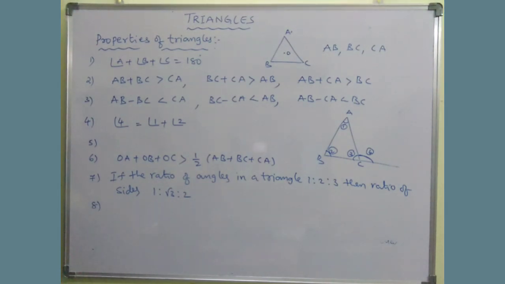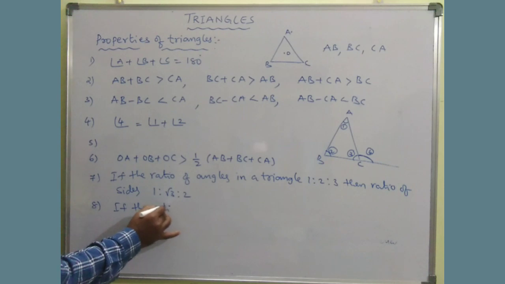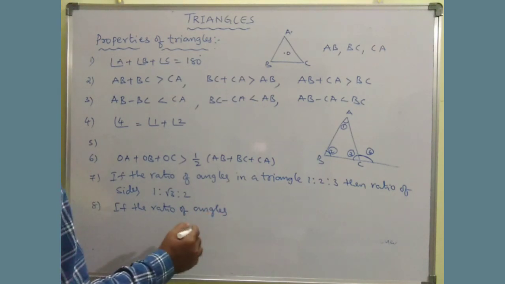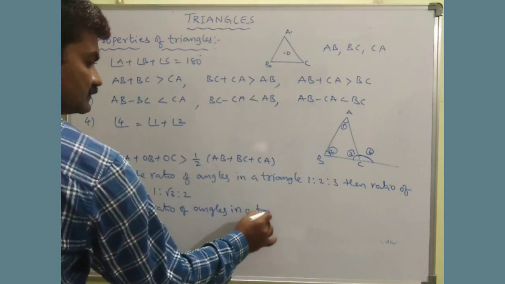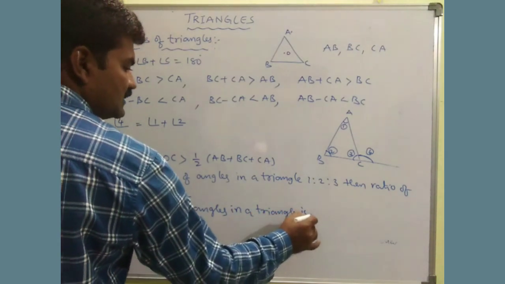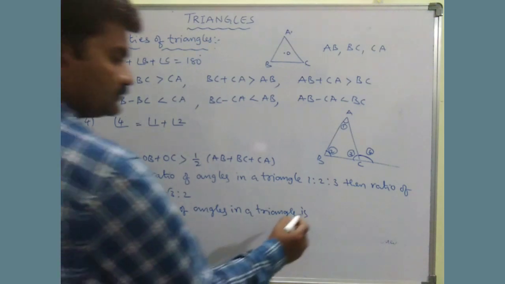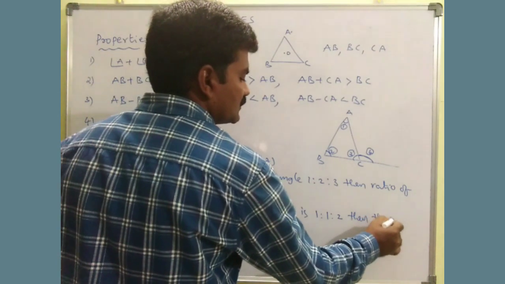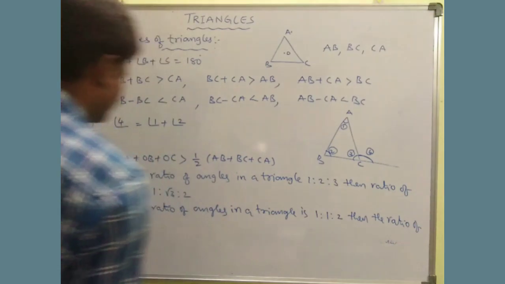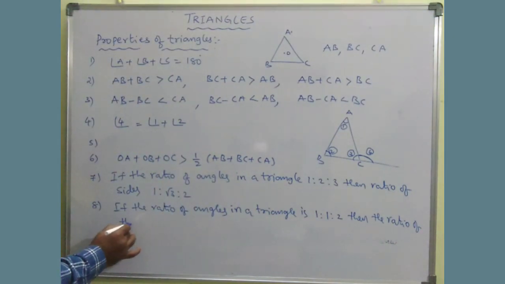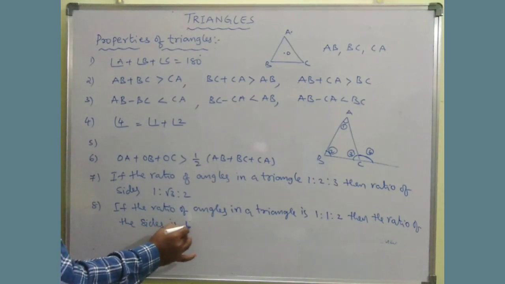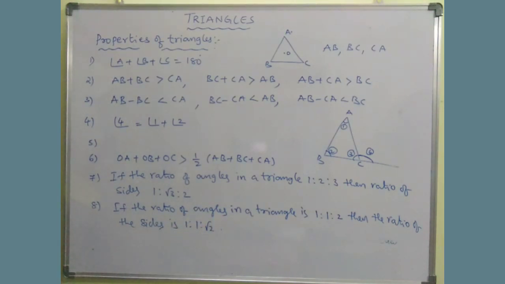And in the same manner, if the ratio of angles in a triangle is 1:2, then the ratio of the sides is 1:1:2.